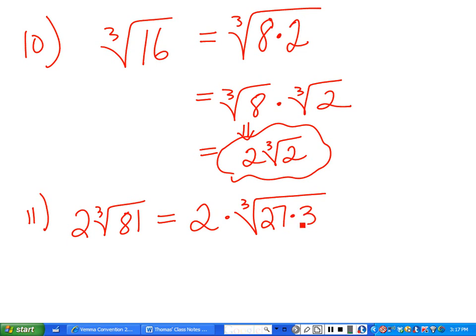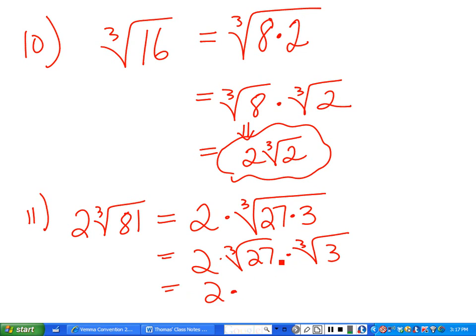is 81. Then of course you can split this up as 2 times the cube root of 27 times the cube root of 3. You have 2 times the cube root of 27 is 3, times the cube root of 3. Now you can simplify. 2 times 3 is 6. And we keep the cube root of 3.